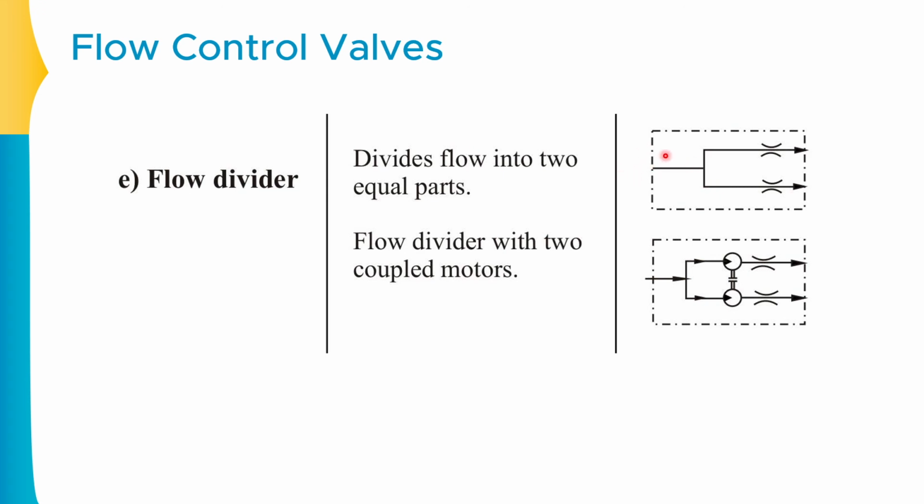So this is the first type, which divides the flow into two equal partitions. As you can observe, there are throttling valves available which are set to equal values. The second one is the flow divider with two coupled motors. There are motors available which are coupled together and there is a flow divider available. So these are the control valves available.